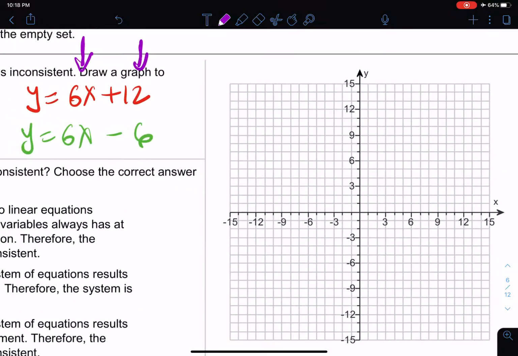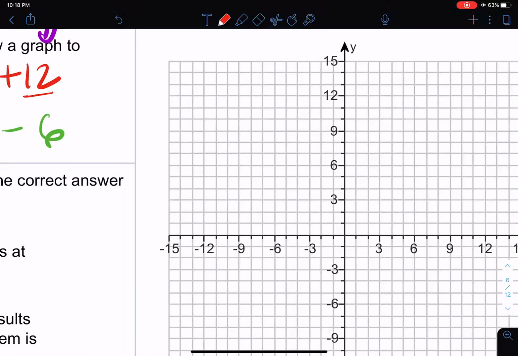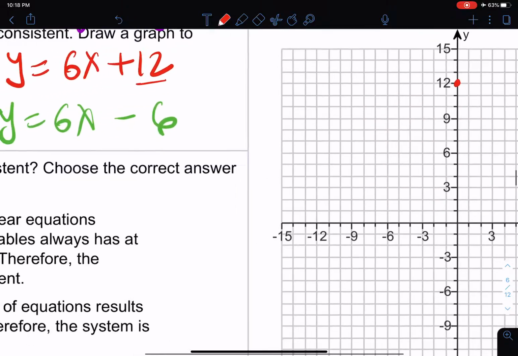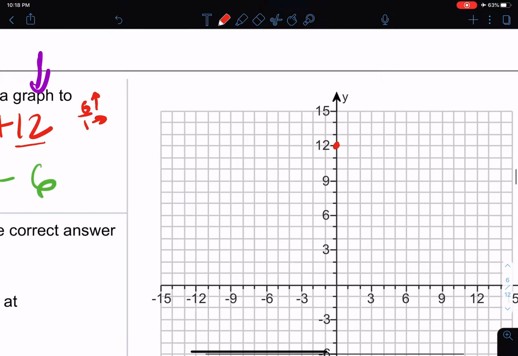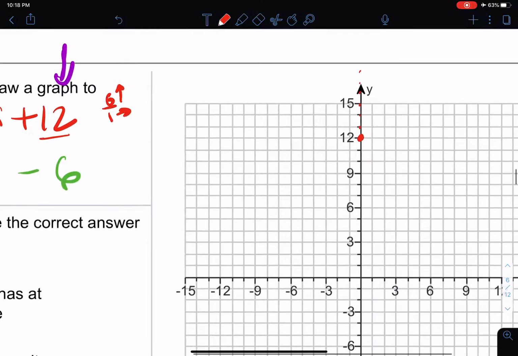So let's do the first one in red. The first one in red says it has a y-intercept at 12. So we go up here at 12. And it says that it has a slope of up 6, right? 6 over 1, which means up 6, right 1. Going up 6 gets us off the graph, so what's equivalent is negative 6 over negative 1, because a negative divided by a negative is still positive 6. Which means go down 6 and left 1, which gets us the same line.